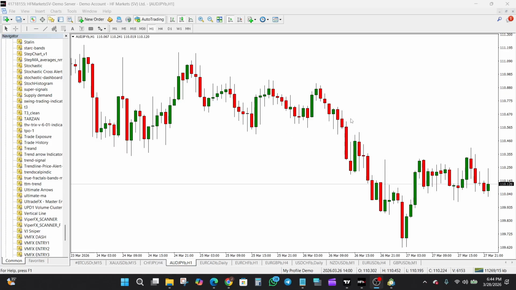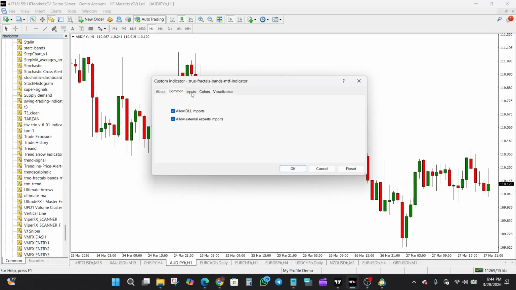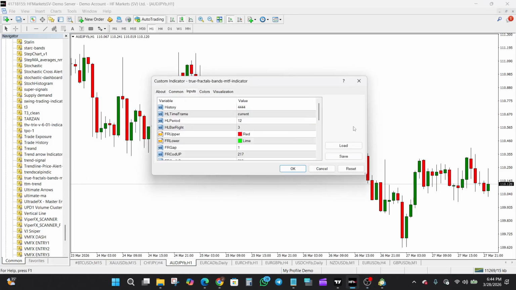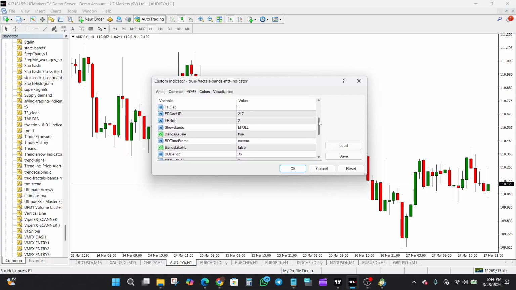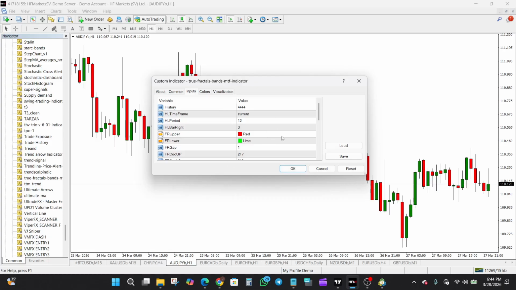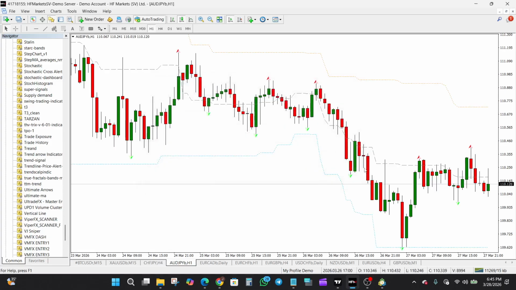Alright, so let us start by adding the indicator to the chart. We can see these are the input settings. You can actually modify them according to your taste. Quite a number of customizable settings.